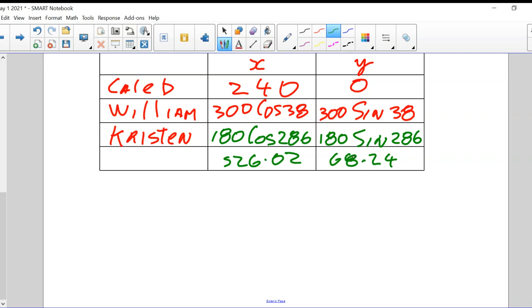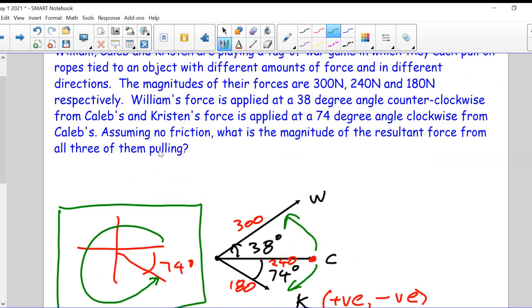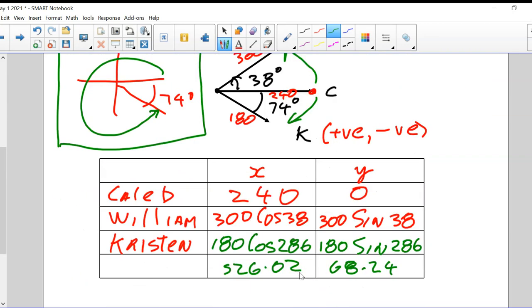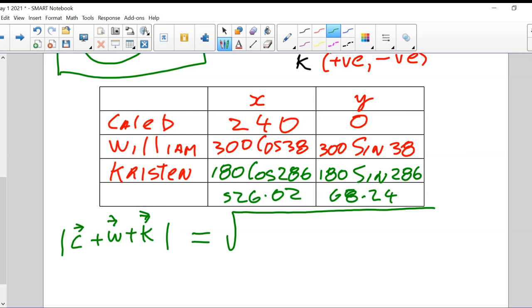Okay, so where do you think we're going to go next? The question was, now that we have these numbers, what's the magnitude of the resultant force from all three pulling? Once we have the sum of the x's and the sum of the y's, it's now easy. The magnitude of the result, so let's use this. Let's use c vector plus w vector plus k vector. Let's write it down that way. C plus w plus k is going to be equal to the square root of, using the numbers that we just got. Oh, okay, hold on.